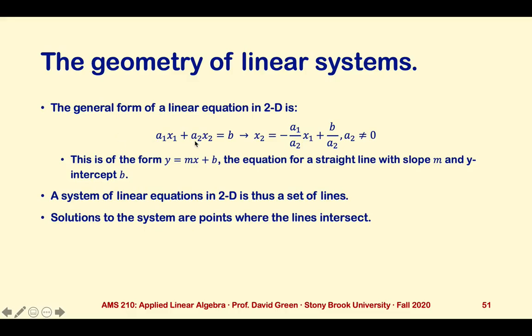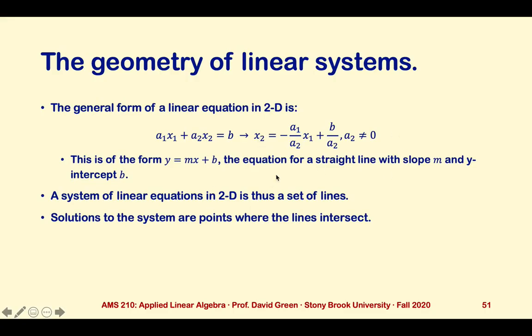If A2 isn't 0, we can rearrange this by subtracting A1 X1 from both sides and then dividing by A2. That's why we need A2 not equal 0. And that would give us an equation of this form: X2 equals negative A1 over A2 X1 plus B over A2. Again, A2 can't be 0 with this rearrangement, though it can be in a general linear equation.